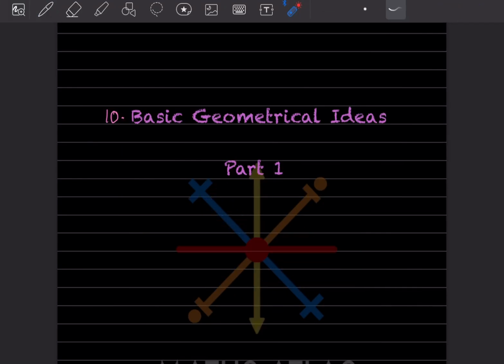So today we'll do the basic geometrical ideas. This is from the grade 6, that is the AC, that is prime book. So this and one more topic was left. So there was a request, and because the exam is coming near, I thought of uploading it soon.